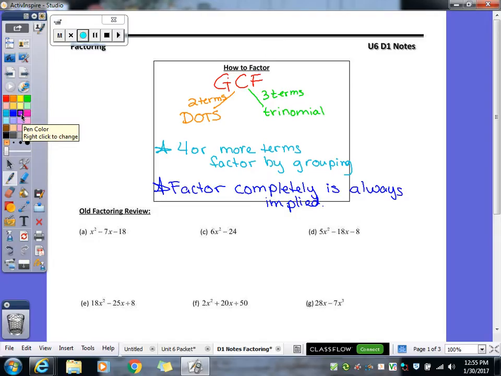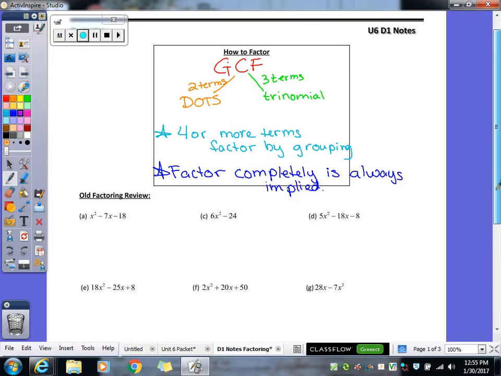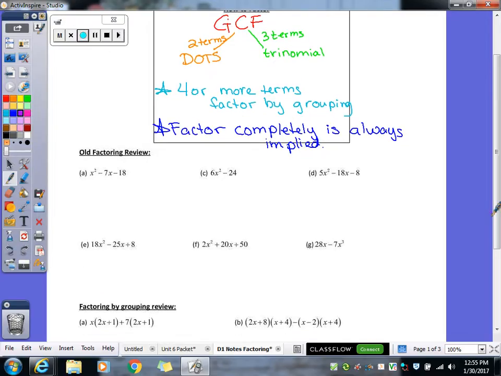So that's what we need to look for. Let's look at our examples. Looking at example A, do we have a GCF there? Nope. But we got how many terms? 3. So this is going to be our trinomial. So I'm going to set up 2 sets of parentheses for my trinomial factor. Will our signs be the same or different? Different. So we're going to have an x minus and an x plus.